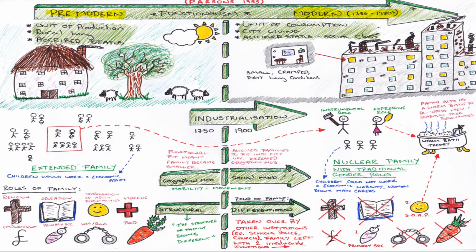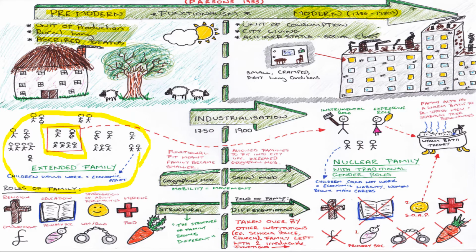Now, when we lived in the pre-modern society, we were a unit of production. We lived in big, large, extended families, as you can see down here, with a nuclear family at the core. In this notion, we all lived within one big community, one big house in the countryside, very much rural living, with ascribed status. We were born into that family, we were born farmers, we were going to be farmers, so we grew up within our family.